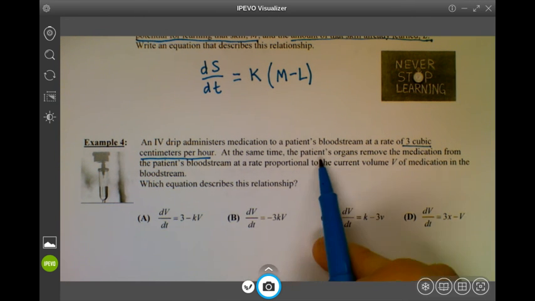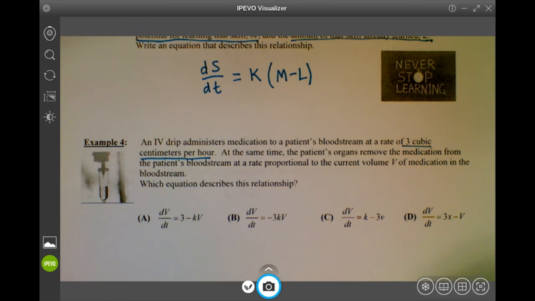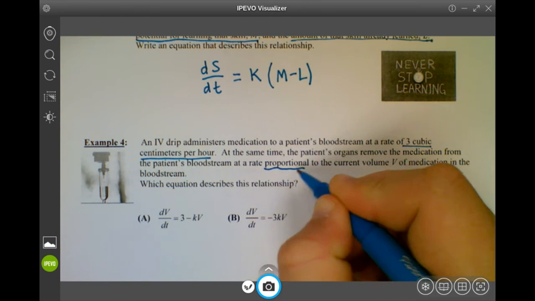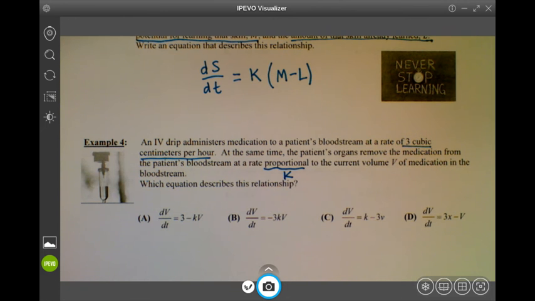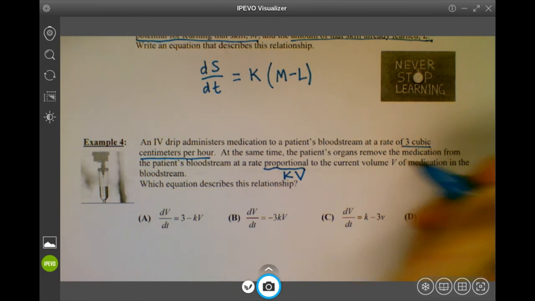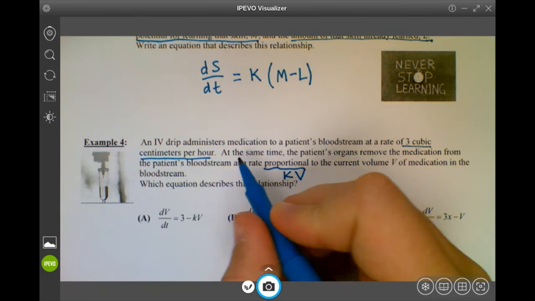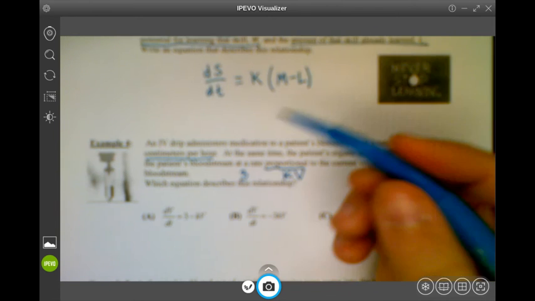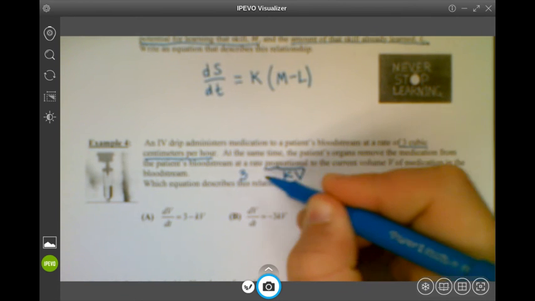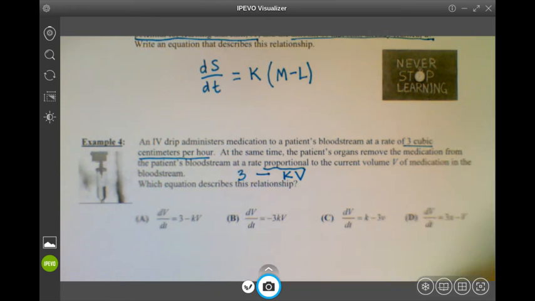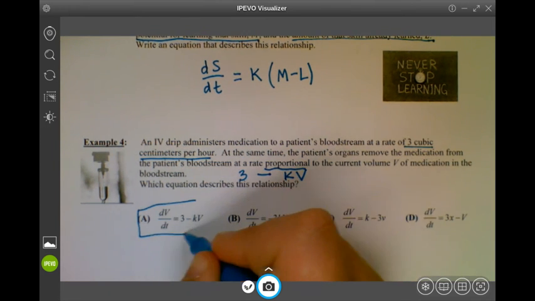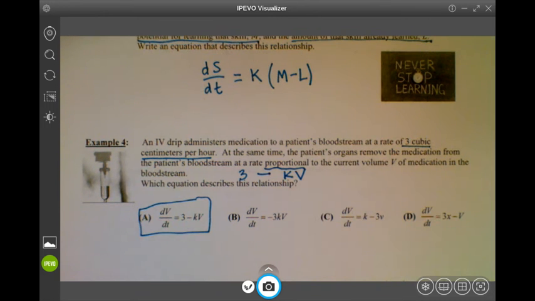And then it says at the same time, the organs are removing the medication at a rate proportional. So that's a proportional rate. So that's a k, right? To the current volume. So that would be kV. And so if you think about it, there's going to be 3 cubic centimeters per hour. And then what's going to happen? Well, this is removing, so there should be a subtraction sign between those. So we're going to go with A for the correct differential equation there.